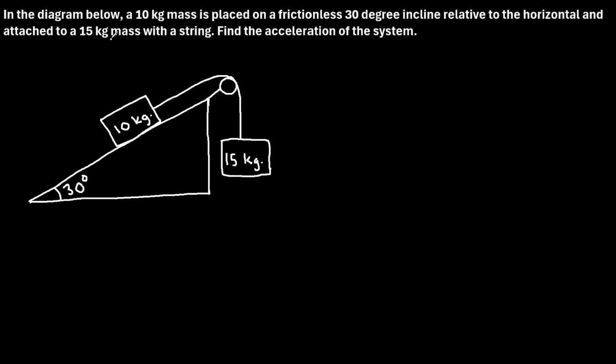This says, in the diagram below, a 10 kilogram mass is placed on a frictionless 30-degree incline relative to the horizontal and attached to a 15 kilogram mass with a string. Find the acceleration of the system.